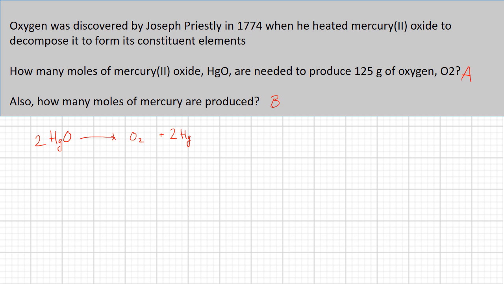They give us one piece of information, and that's 125 grams of O2. And our job is to convert that so we can find out how many moles of mercury oxide there are. So we need to figure out moles. We started in grams, which is a little strange. We're kind of going in reverse order here, which honestly all we do is just reverse everything.